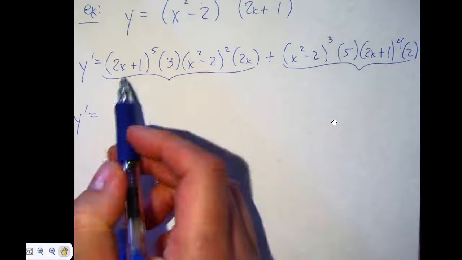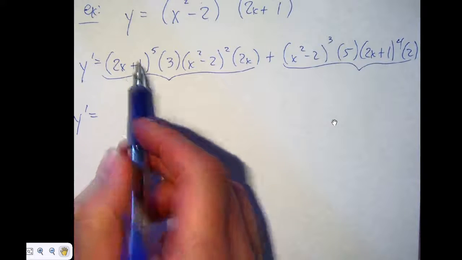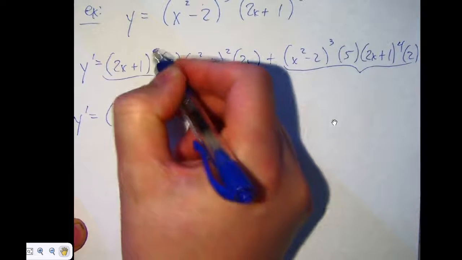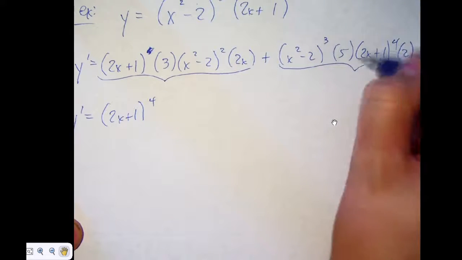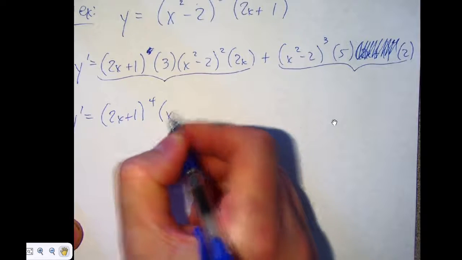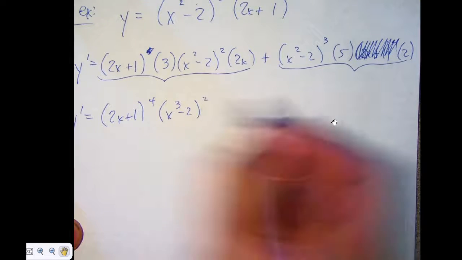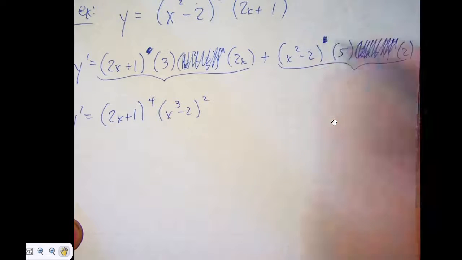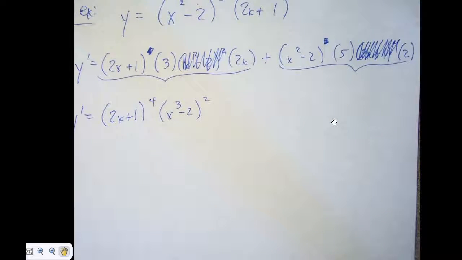So, I can take 4 of the 2x plus 1s, which would make that become a 1, and make this vanish. I can take 2 of the x to the third minus 2s, which makes this vanish. And then there's 1 left over there. And that kind of pattern is always going to happen, where you can vanish one of them and there's 1 power left of the other.